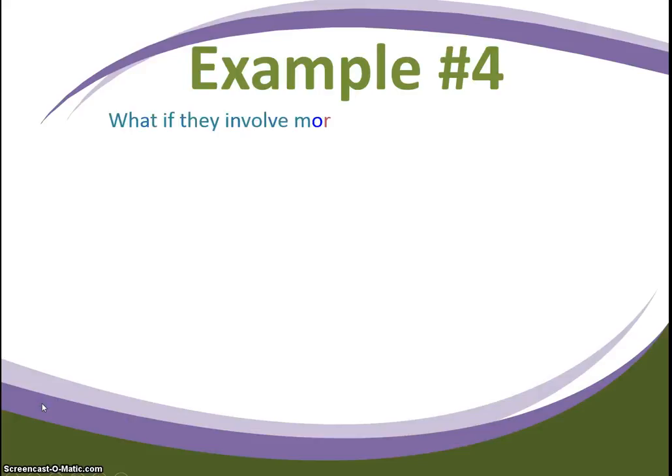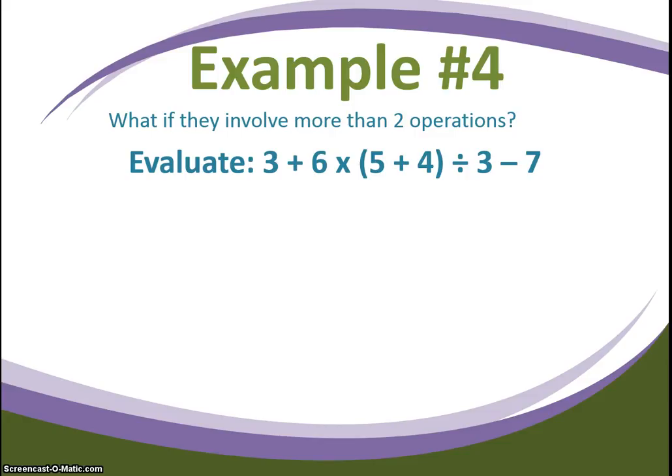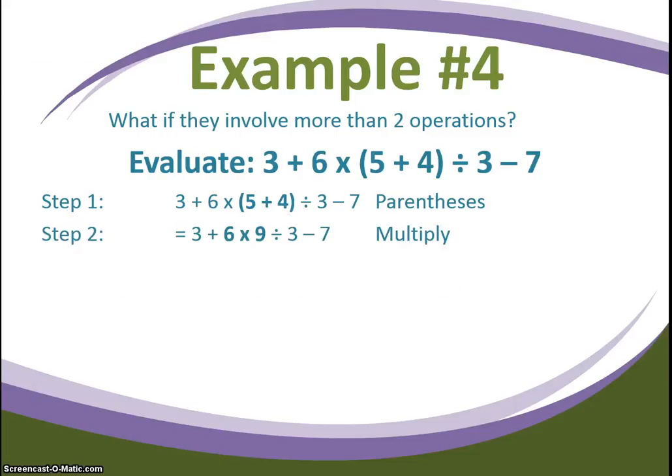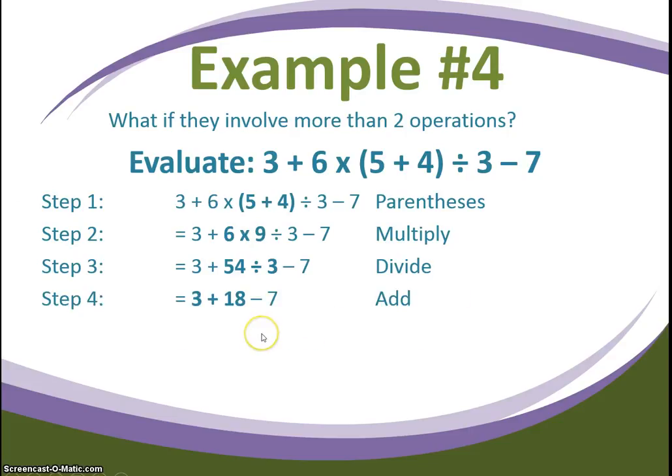Here's another example. What if they involve more than 2 operations? So if we were to evaluate this problem, remember we've got to use order of operations. So we're going to work with our parentheses first. 5 plus 4 is 9. So we're going to replace the part inside the parentheses with the 9. Then we're going to work with multiplication or division. But in this case, we work left to right and multiplication comes first. 6 times 9 is 54. Then we work with our division, 54 divided by 3, which is 18.